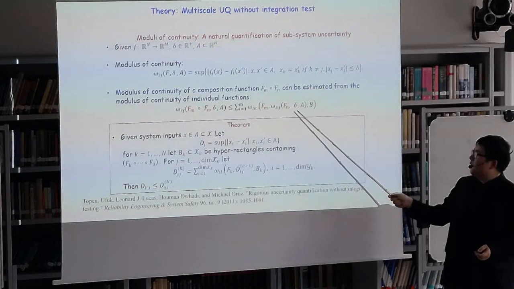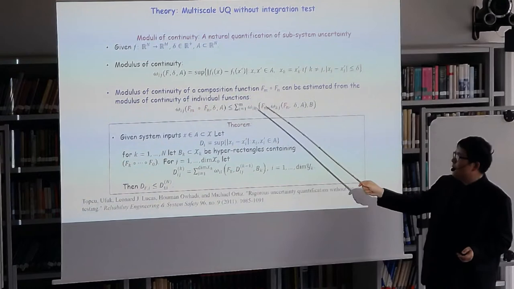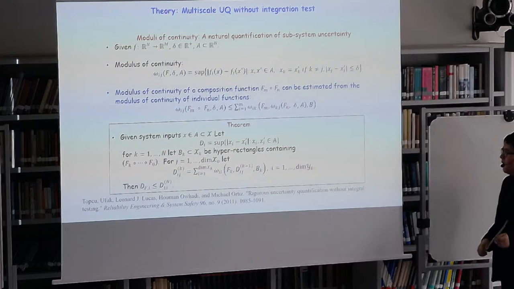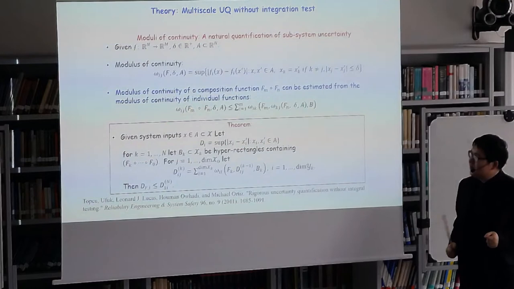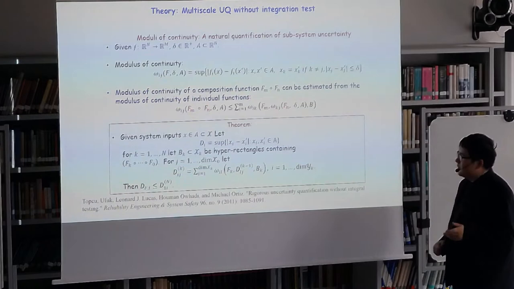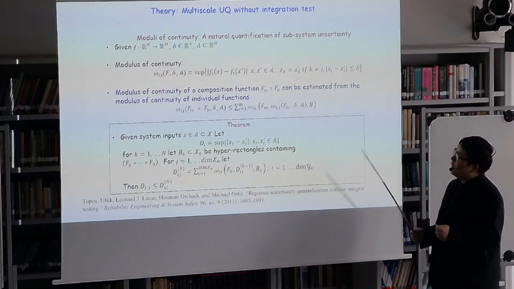And then there's a way to convert the modulus of continuity to the diameter in the McDiarmid inequality, which fits nicely into the McDiarmid inequality and gives us an upper bound on our errors. So the key idea here again is that we're trying to decompose this operator so that we can do it sequentially, one by one.